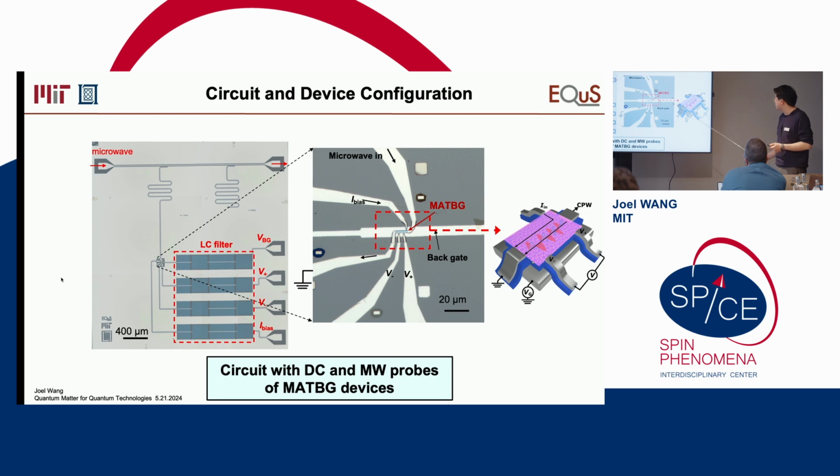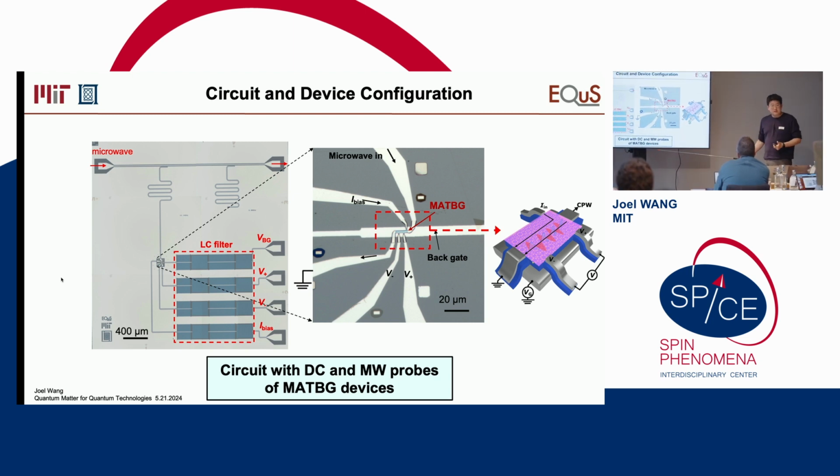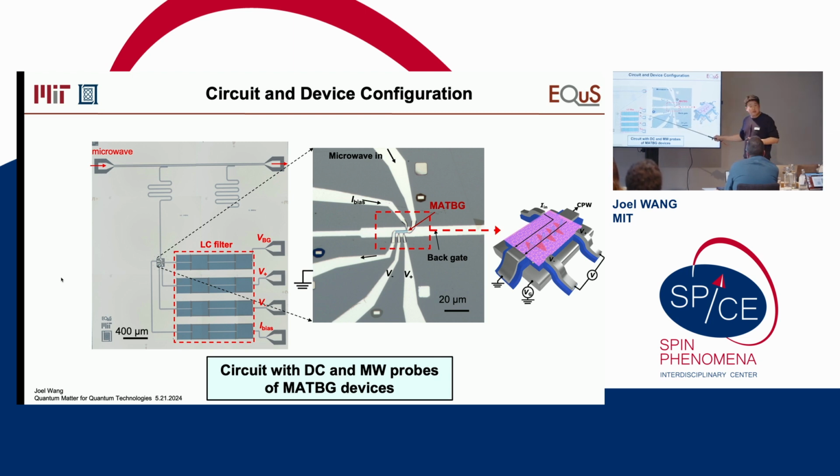If you look into great detail, this is the device that allows us to do full DC and microwave characterization of the devices. Here we also add the LC filter that we adopted from the spin qubit community so that we can suppress the photon loss through this DC line from the cavity, so that we can have a decent quality factor to study the devices.